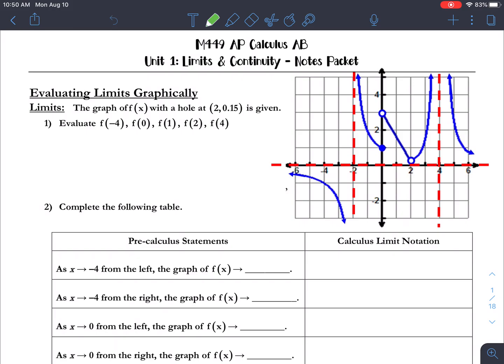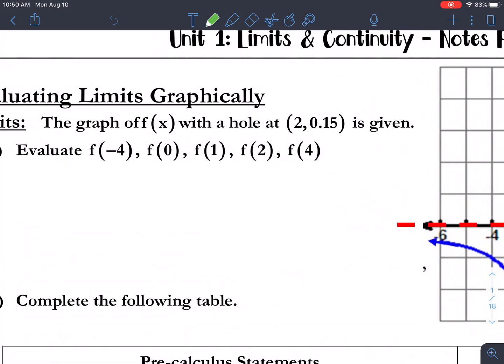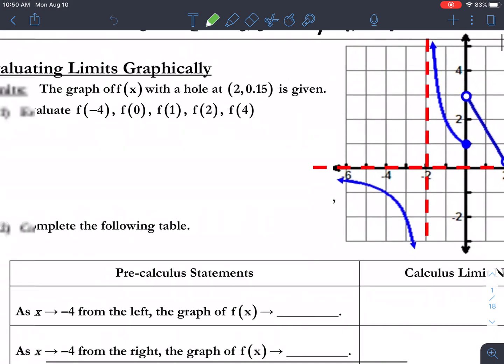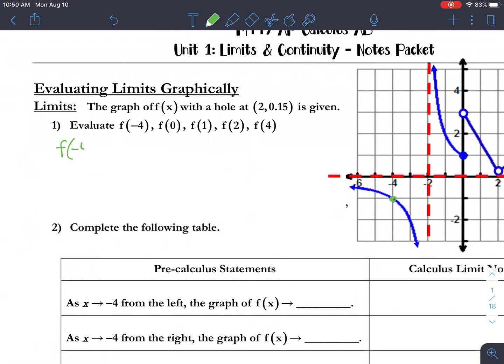Remember, when we ask for f of -4 or f of 0, we're just looking for that y value. So let's take a look at f of -4. We scan over to -4 and we say the y value there is -1. So that's what we're going to go through and do here, just evaluate those points. So f of 0, we go to x equals 0, we scan up and down. We notice that there's both a closed circle and an open circle. Remember that the value is that closed circle, so f of 0 is equal to 1.